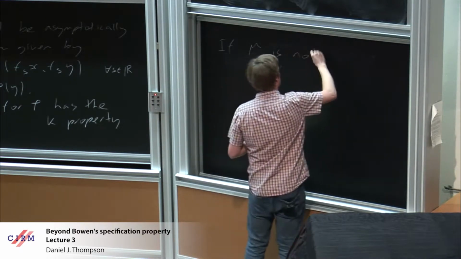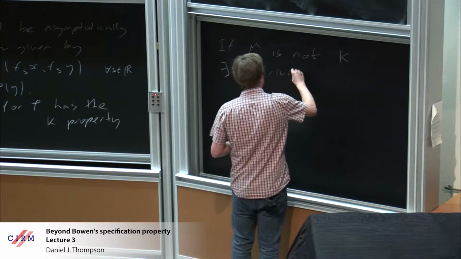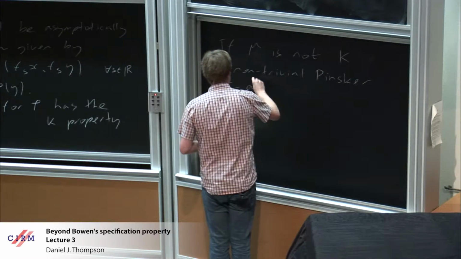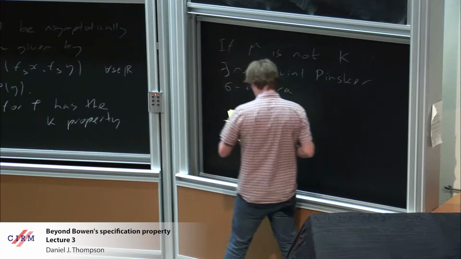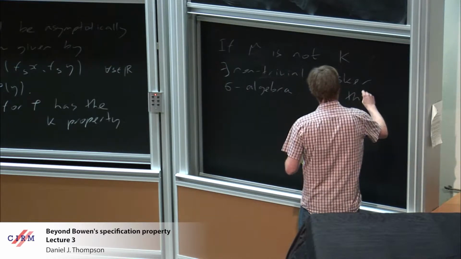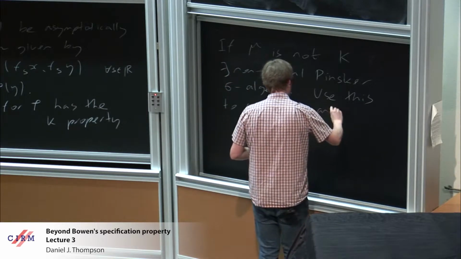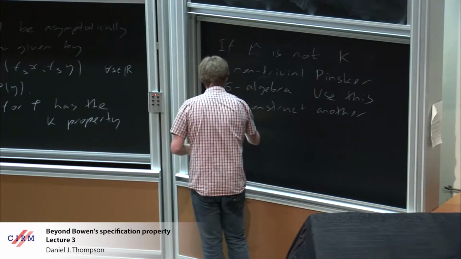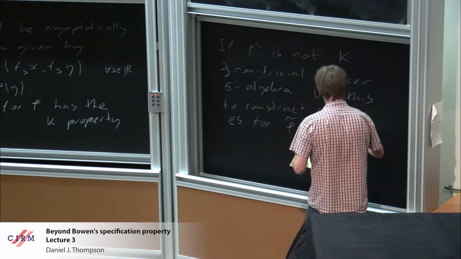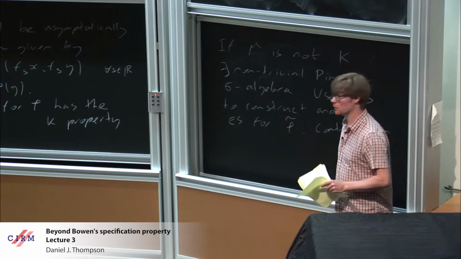Well, if mu is not K, there exists a non-trivial Pinsker sigma algebra. As I just said in words, this is the biggest zero entropy partition. I won't write out the details here, but if you have this, you can use this to construct another equilibrium state upstairs, thus contradicting uniqueness in the product. It's a very nice little argument.